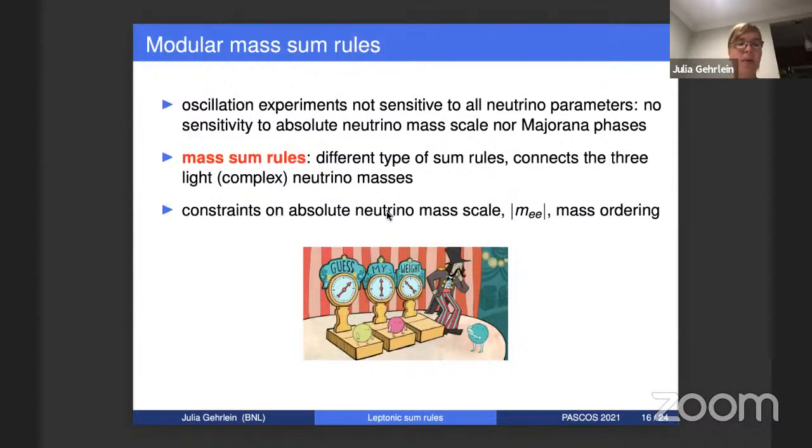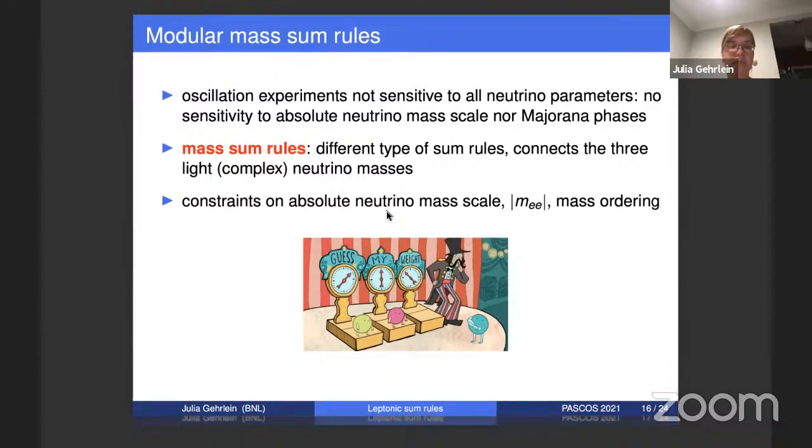Oscillation experiments are not sensitive to all neutrino parameters, they are not sensitive to the Majorana phases. However, there's a different type of sum rule, the mass sum rule, which includes the Majorana phases and predicts values for them. So again, mass sum rules connect the three complex neutrino masses to each other and lead to constraints on the absolute neutrino mass scale, the observable in neutrinoless double beta decay, mee, and sometimes also the mass ordering.